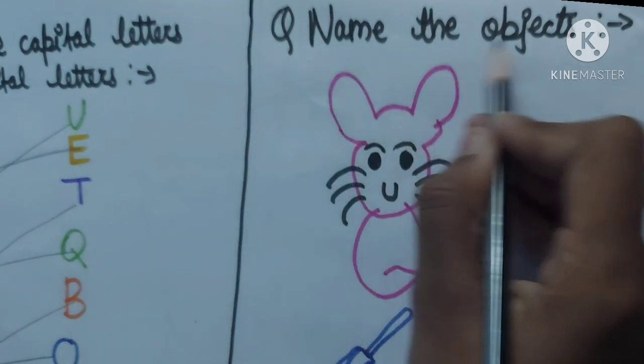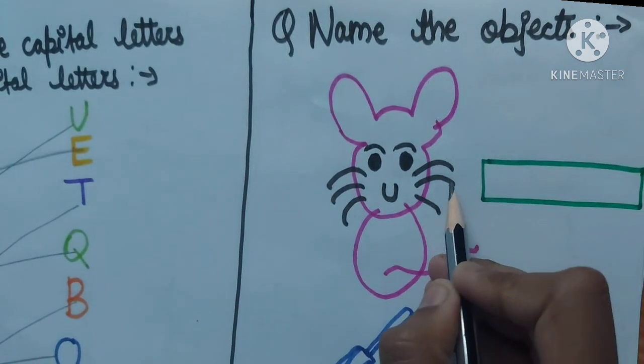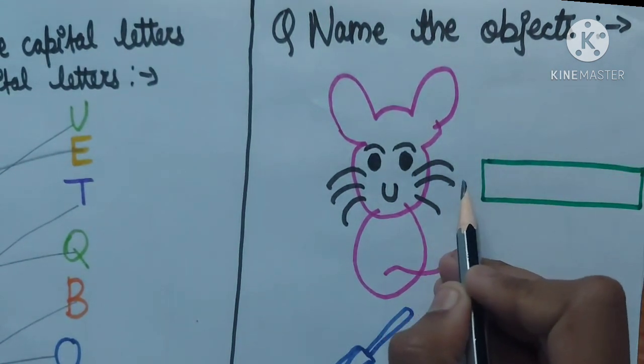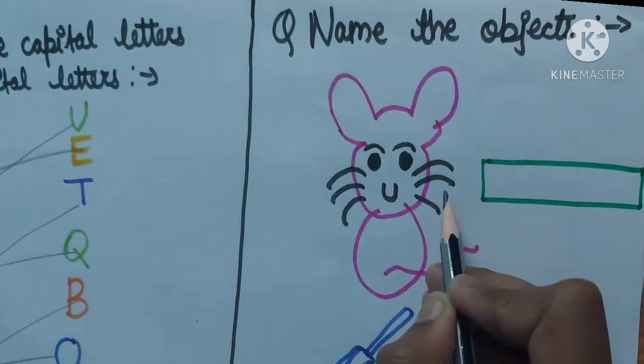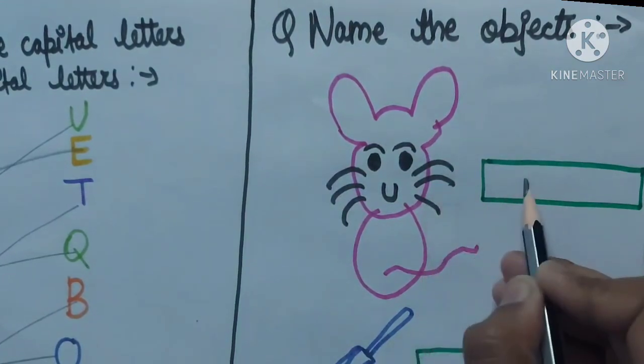Now question number four, name the objects. So the child has to name the objects which are drawn here. You can also paste the pictures if you want, or if you have pictures. So I have drawn the pictures. You can also draw the pictures.